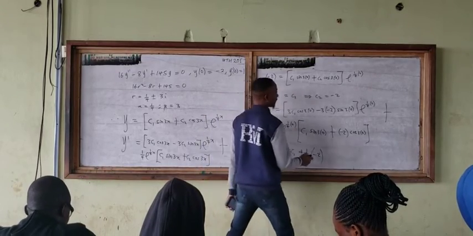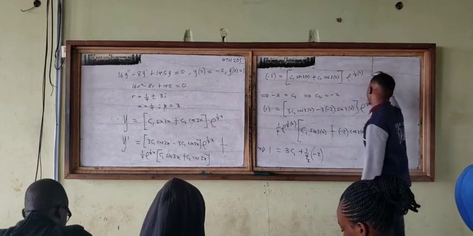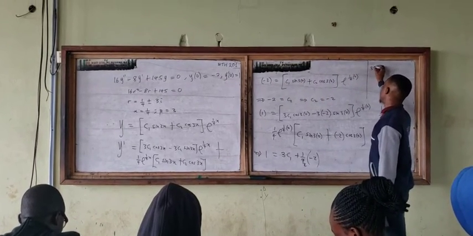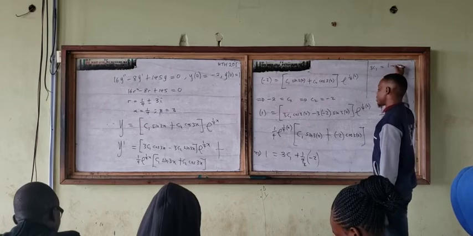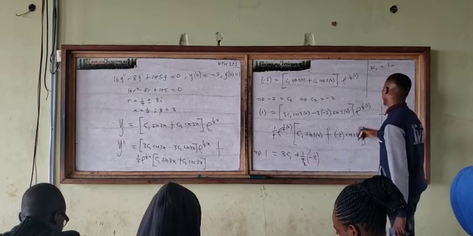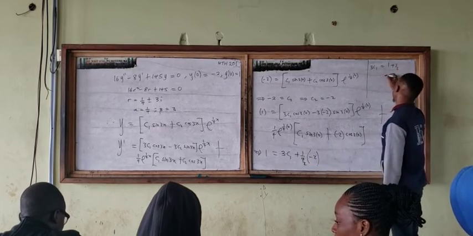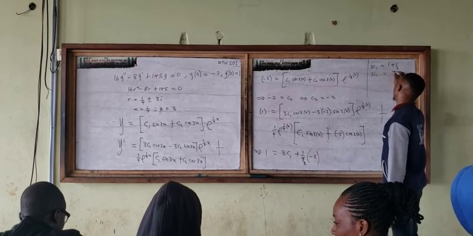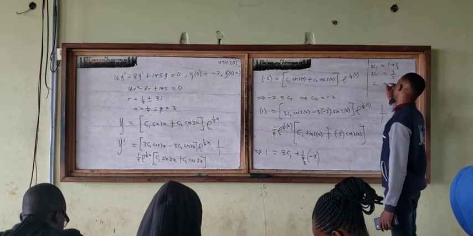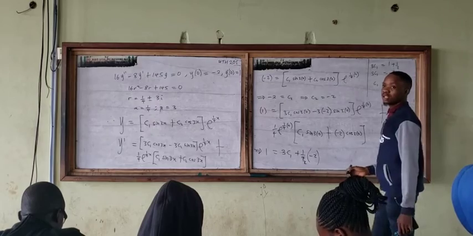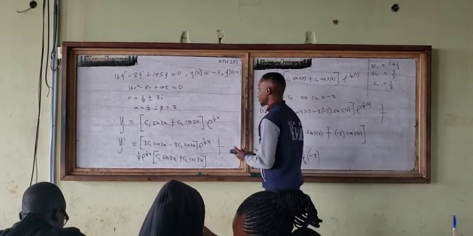From here you can get your expression for c1. 3c1 is equal to 1 minus, and this is minus already, so plus 1 over 2. That means 3c1 is equal to 3 over 2, so c1 is equal to 1 over 2. Is that clear? That completes our solution.